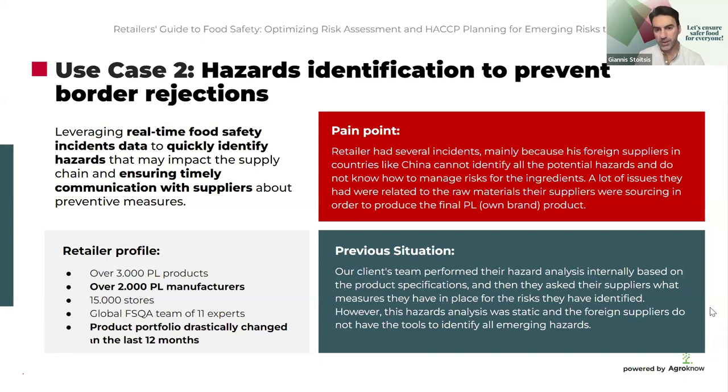The main pain point in this case was that the retailer, in the last 2 years, had several incidents, mainly because his foreign suppliers were not able to identify all the potential hazards, and they did not know how to manage the risks that are linked to these hazards for the ingredients that they are using. So they had a lot of issues related to the raw materials that their suppliers were sourcing in order to produce their private label product.